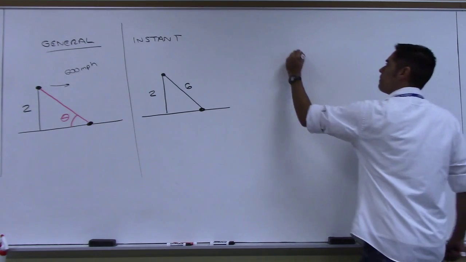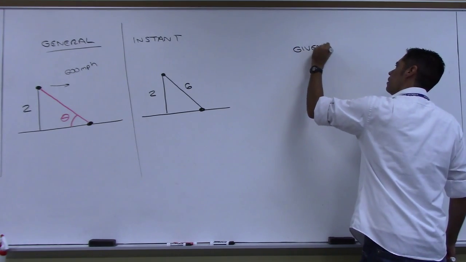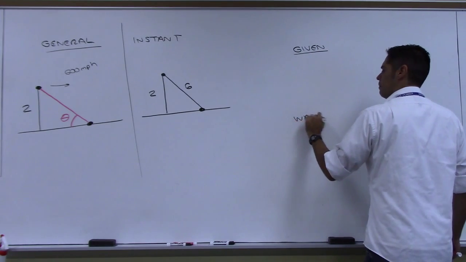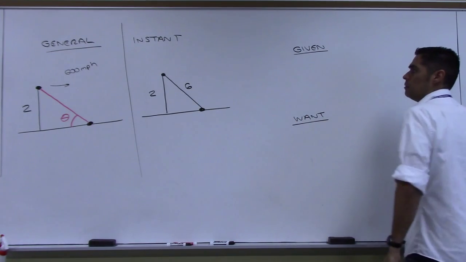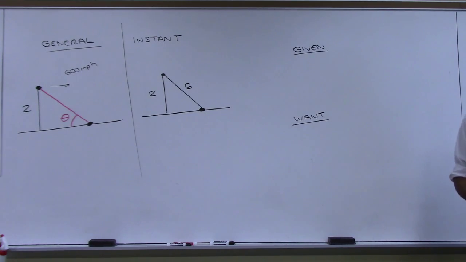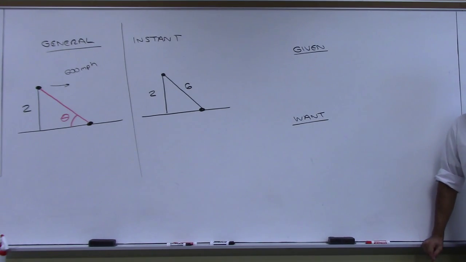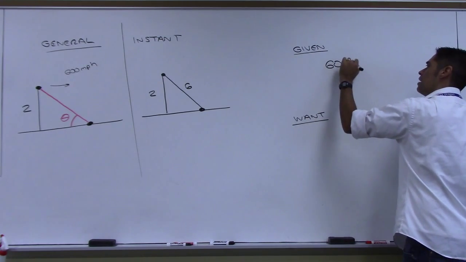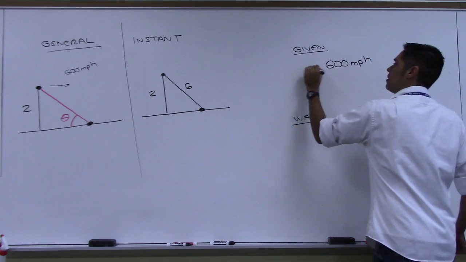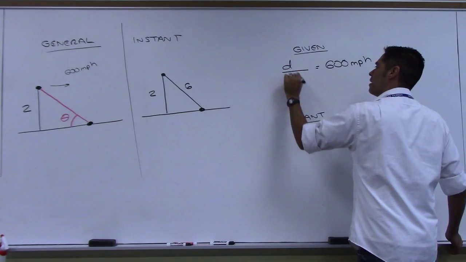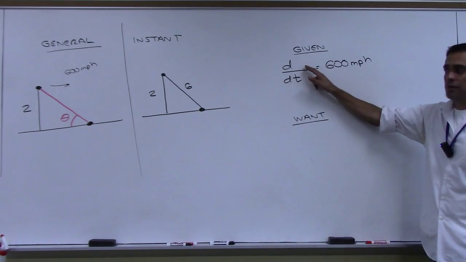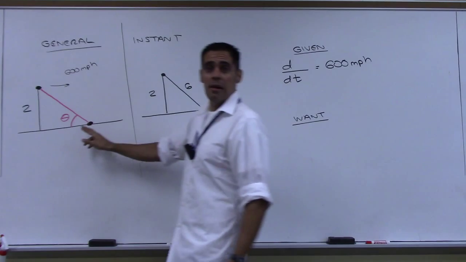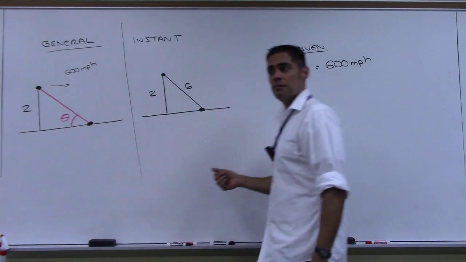What am I given here? 600 miles per hour, which is the rate of change of the plane. So I know I have a derivative here. 600 miles per hour is a derivative. It's the derivative of something with respect to time, but I need to figure out what variable it is. It's not theta. What is it?